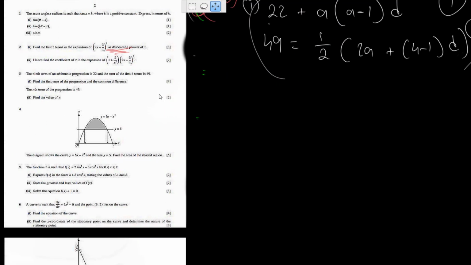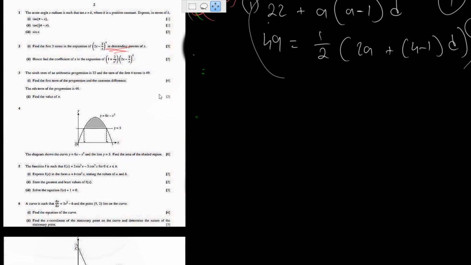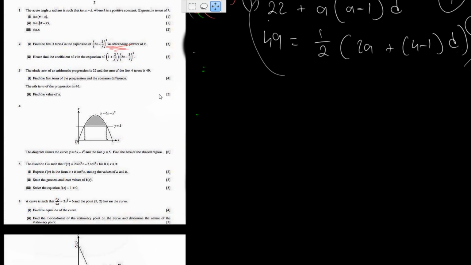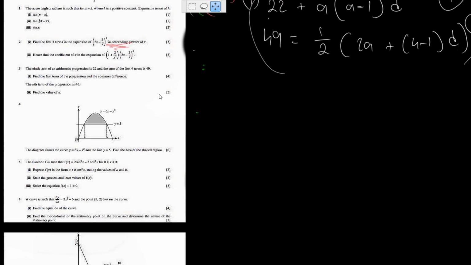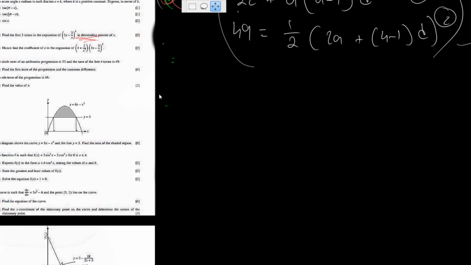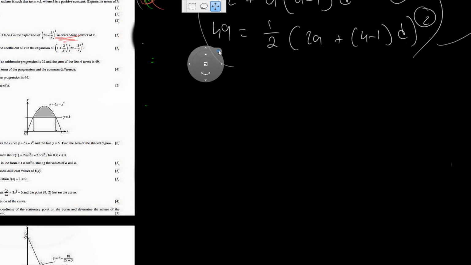Okay, part B of the question. The nth term of the progression is 46. Find the value of n. So basically you'll set up an equation for the nth term. The nth term of the progression is 46, is it 46? Yeah, 46.